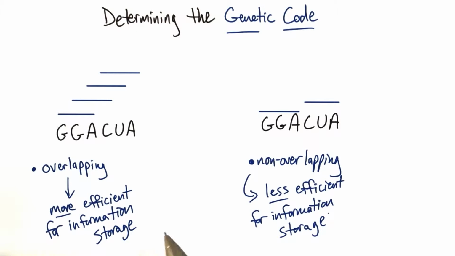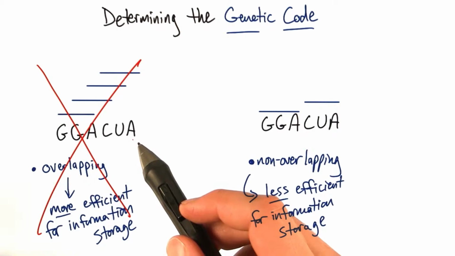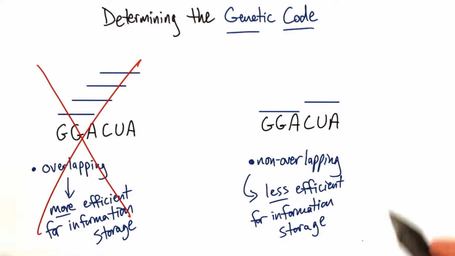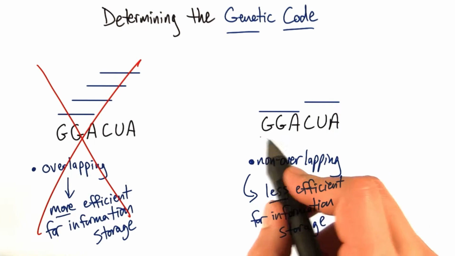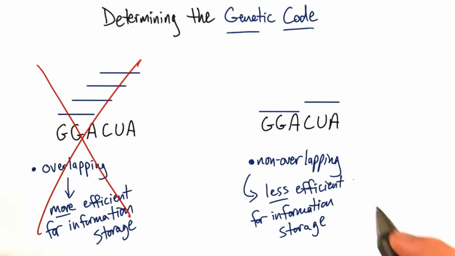Although George Gamow thought information would be stored most efficiently in the overlapping model, in reality the triplet code is read in a non-overlapping fashion, actually the less efficient method. Now obviously if we were designing a system, this doesn't make a lot of sense as far as efficiency's sake, right? We can get more information stored in this overlapping model than compared to this non-overlapping model where each codon has to be its own individual or its own discrete unit.